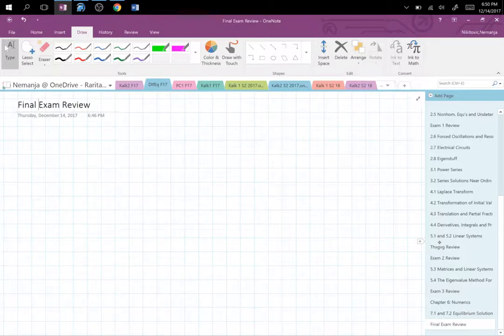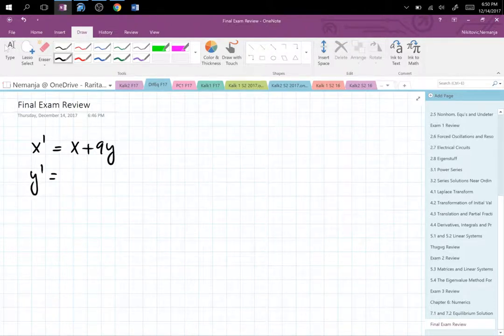So this is a system of x prime is equal to x plus 9y, and the second equation y prime is equal to negative 2x minus 5y. They also give initial conditions, but we don't have to use them now. When you solve it, you know how to use the initial conditions to get your C1 and C2 out. So now we want to plug one equation into another.